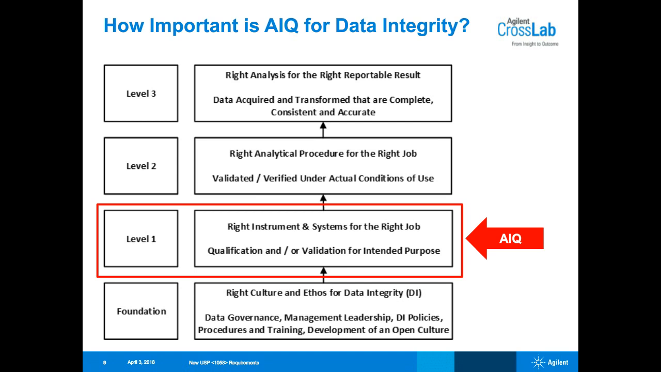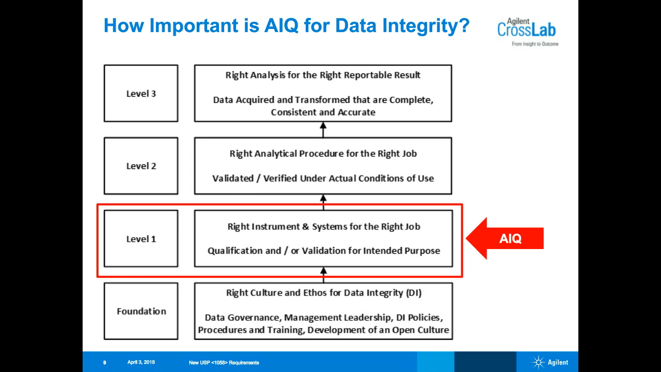The foundation layer, and this is deliberately called a foundation because I equate this to building a house. If you haven't got good foundations, the house falls down. So the foundation consists of getting the right culture and ethos for data integrity. It covers things like data governance, management leadership, data integrity policies and procedures, training in those procedures, open culture, all of those things. If that's not right, then you've got a problem.